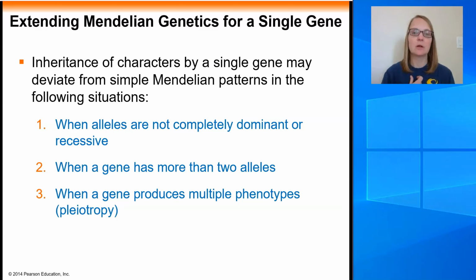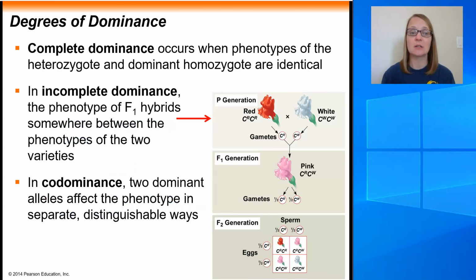And then lastly, we're going to introduce the idea that genes don't always have to just affect one phenotype. You can have one gene affecting multiple phenotypes at the same time, and this is something that's called pleiotropy. Okay, so let's start off with the first one, a discussion of degrees of dominance.